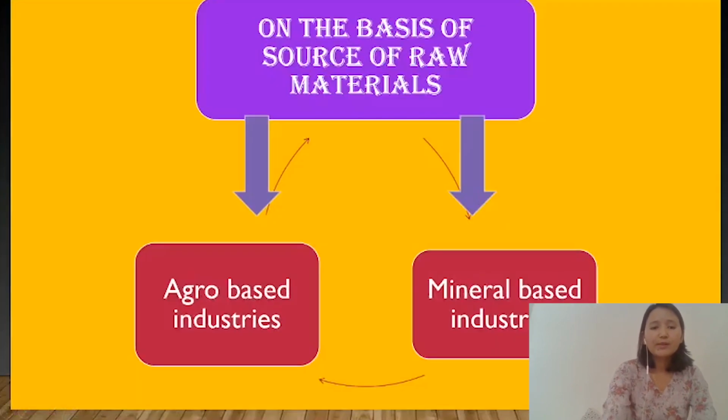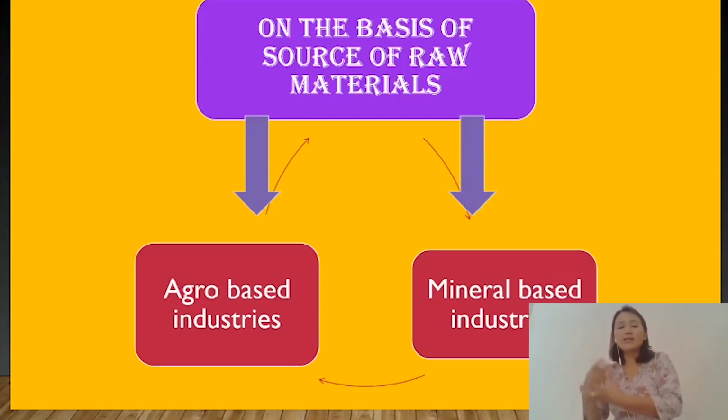Okay, now coming to the last one, on the basis of source of raw material, the industries are divided into two, agro-based and mineral-based. Source of raw material means from where we get the raw material.